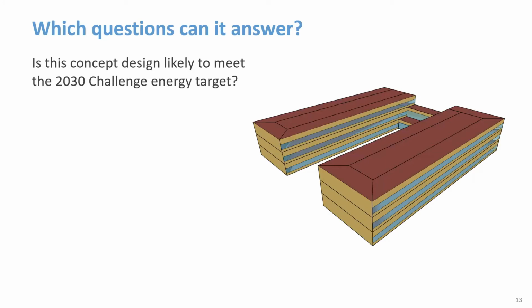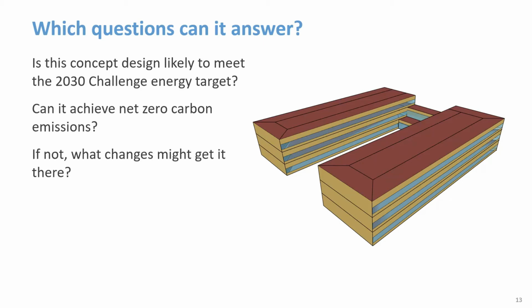How about, is this concept design likely to meet the 2030 Challenge energy target? That's a question you might face on your design projects. Or a similar related question, can it achieve net zero carbon emissions? A simple box model analysis can help you figure out if your design is on the right track. And if it's not, the model can be used to test changes that might get it there.